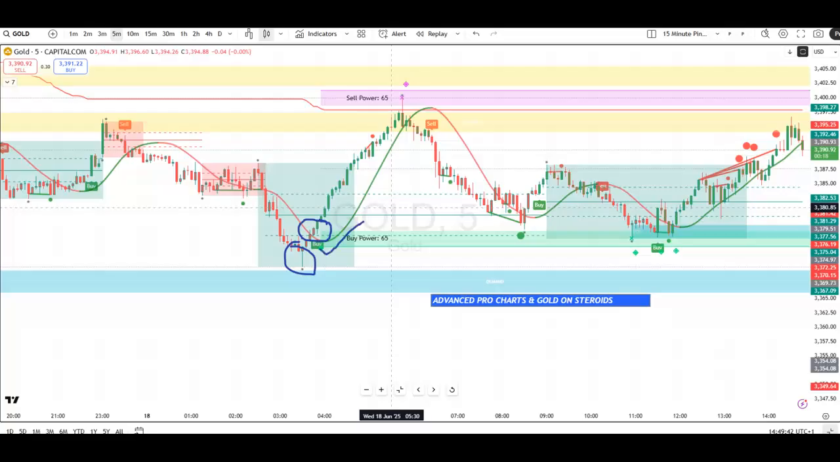Special settings required. Here we can see the price has come up to a sell power of 65. This is a fantastic tool used on the advanced pro charts. It tells you when to sell. You can get in right on the money there if you want to, but it's better to wait for the price to move below the 50 MA. Better to wait for the sell signal to go red, and it then collapses.